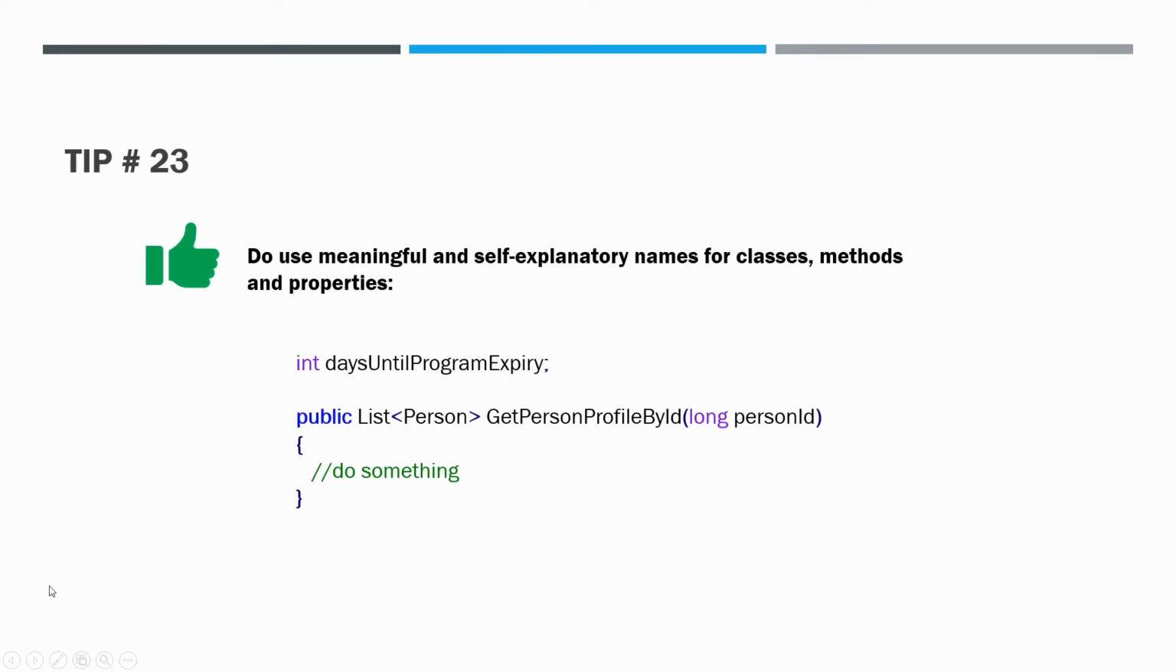Tip number 23. Use meaningful and self-explanatory names for classes, methods, and properties. This makes your code clean, easier to read and understand by just looking at the name itself. In other words, providing meaningful names doesn't need you to write comments in the code anymore, because the developer will be able to understand what kind of data the method is fetching.